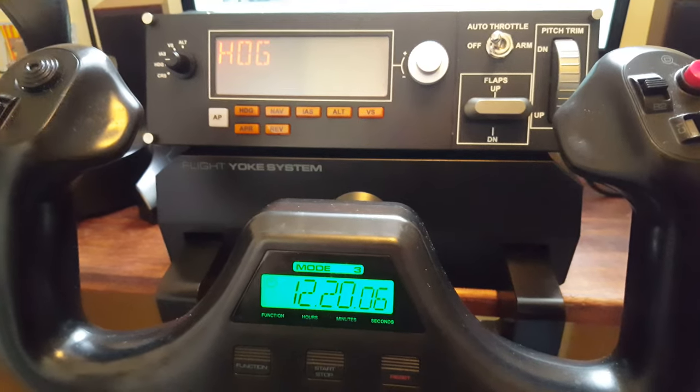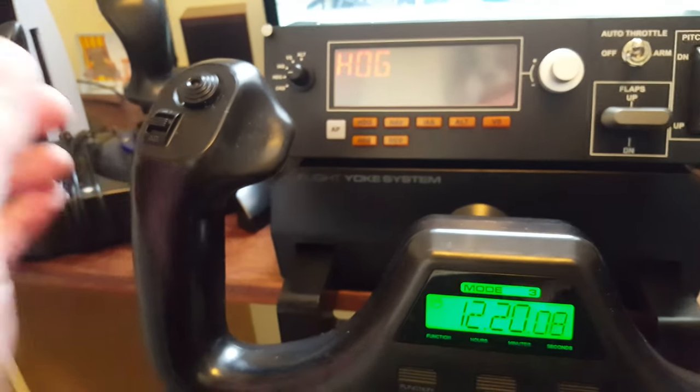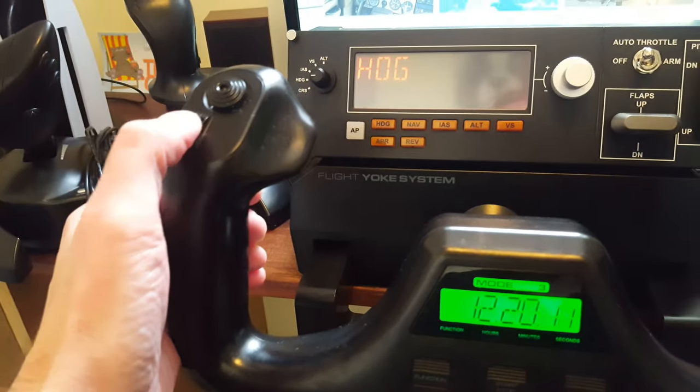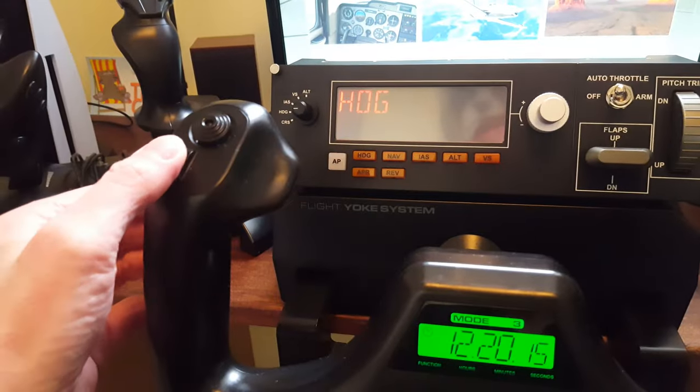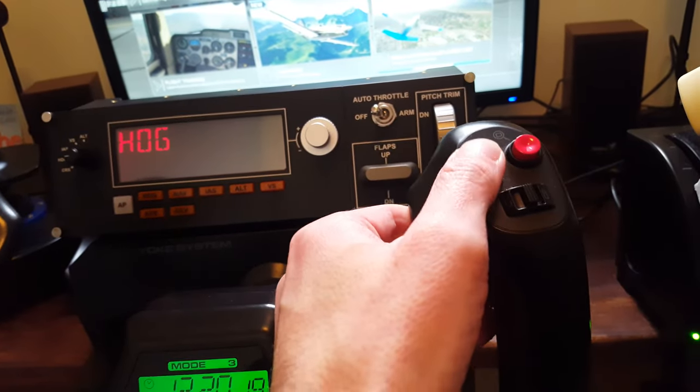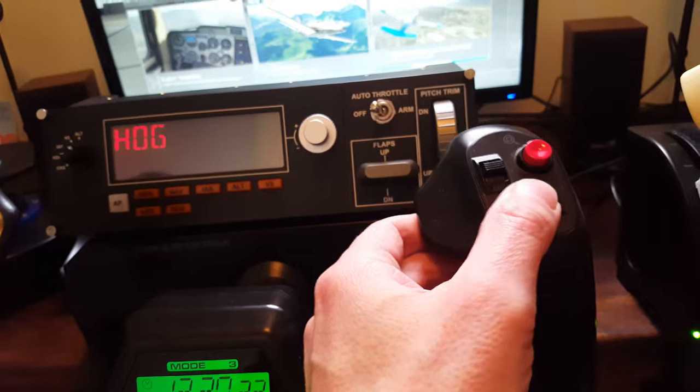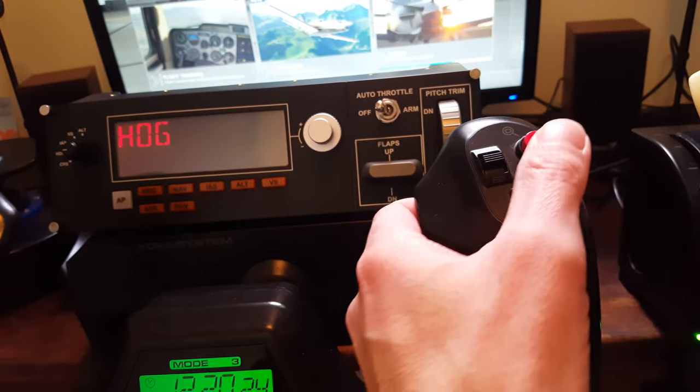Another advantage with this yoke system is the pure number of buttons and controls it comes with. You've got a rocker switch here, a rocker switch here, up and down. You can use that as flaps or trim. I actually use these rocker switches up and down for trim and left and right for roll trim. You've got a button here.